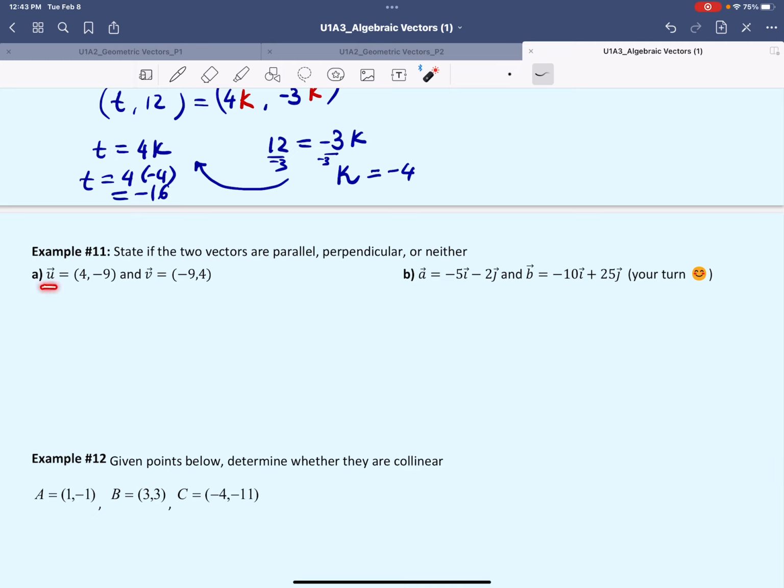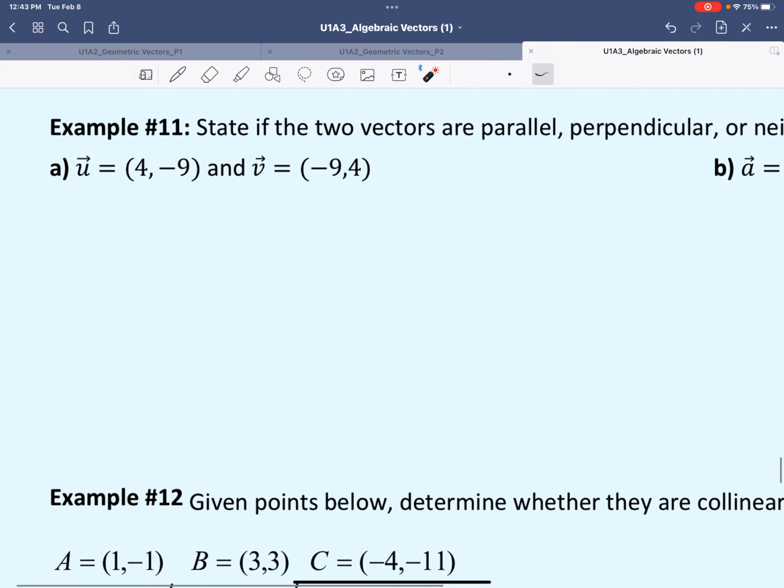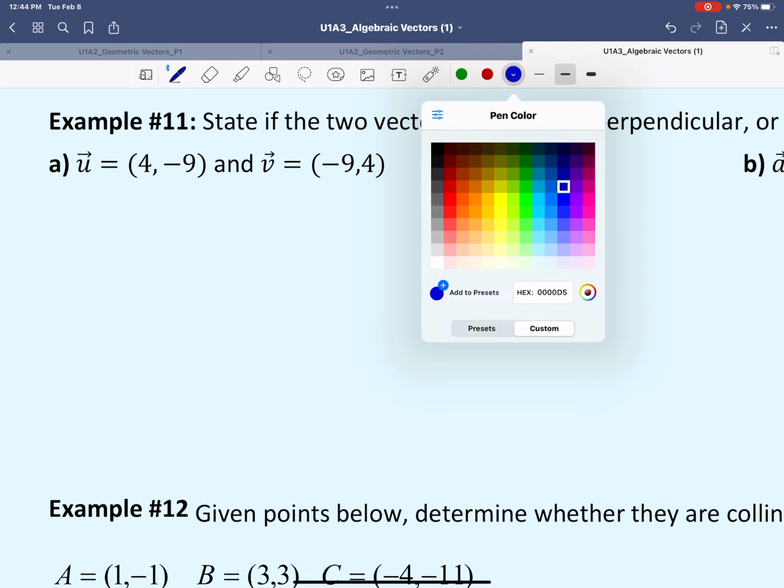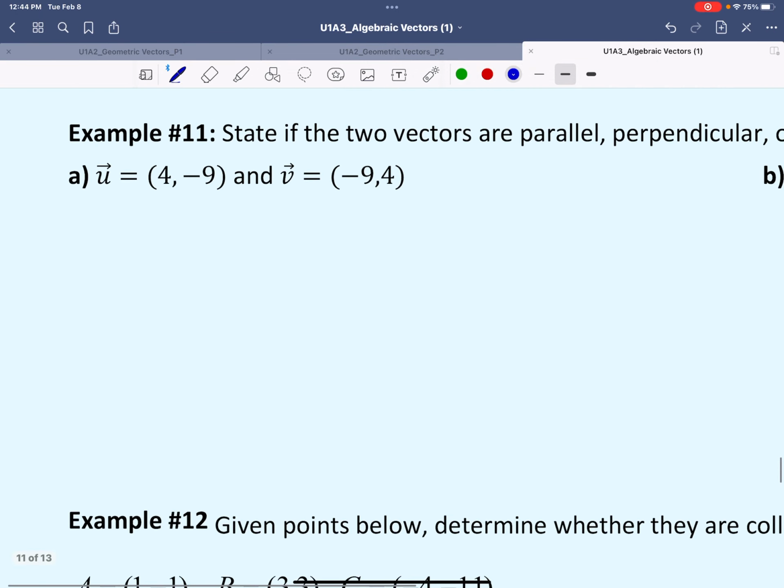So I'm going to look at our first example here, 4, negative 9 and negative 9, 4. So this would have been the case of two perpendicular vectors, but I can tell right away from what I remember from my investigation that here we have the switch in the sign of the coordinates for both of them. So I'm not sure what is happening, but I'm about to find out. So first I need to check if they are parallel or collinear. So here are my explanations. I'm going to say collinear.